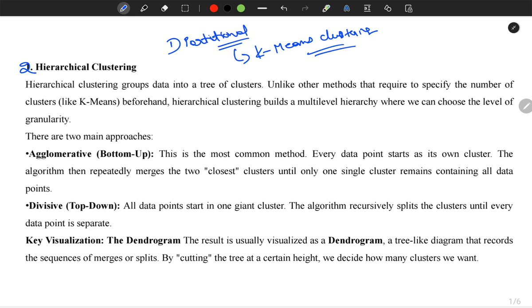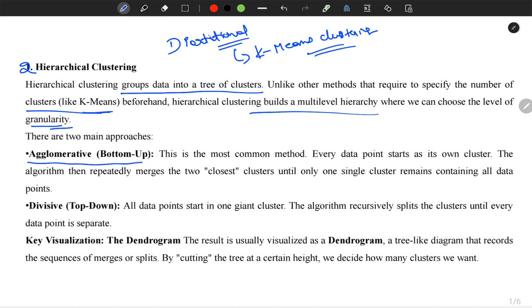Hierarchical clustering basically groups the data into a tree of clusters. Unlike other methods like k-means clustering, which requires us to specify the number of clusters, hierarchical clustering just builds a multi-level hierarchy where we can choose the level of granularity. There are two main approaches in hierarchical clustering.